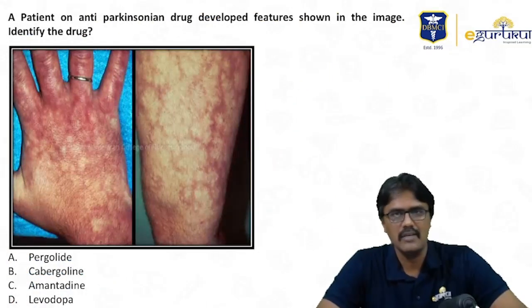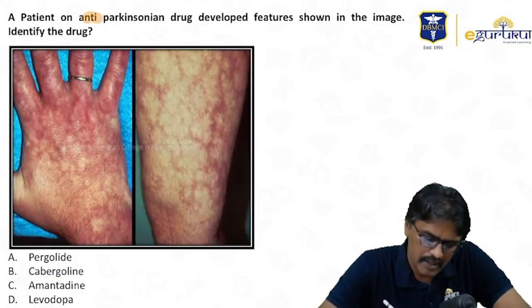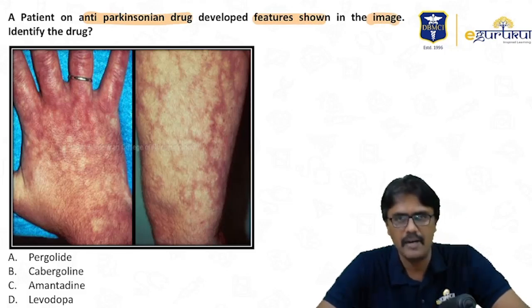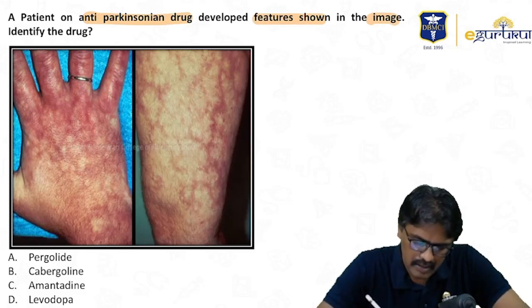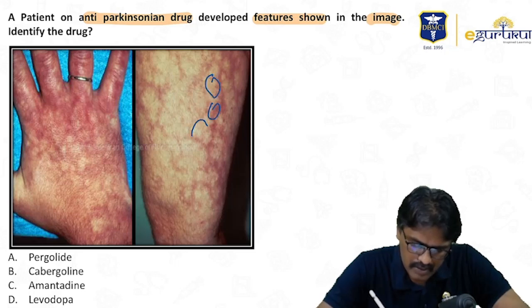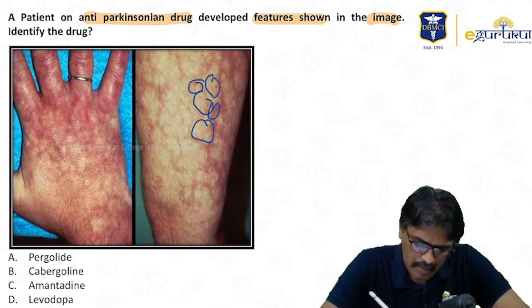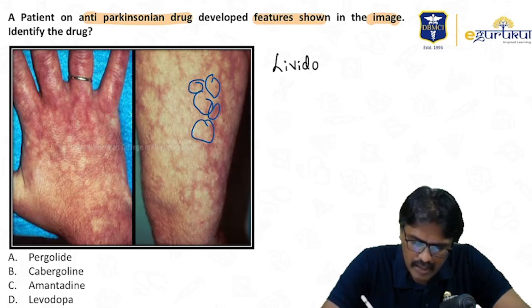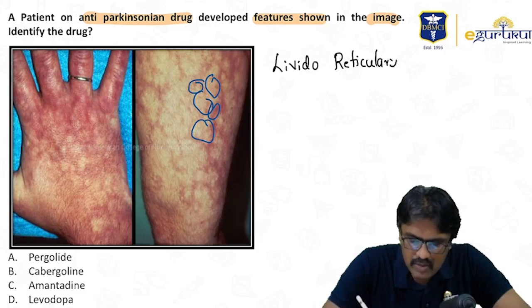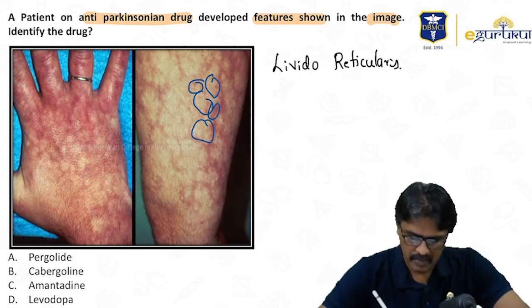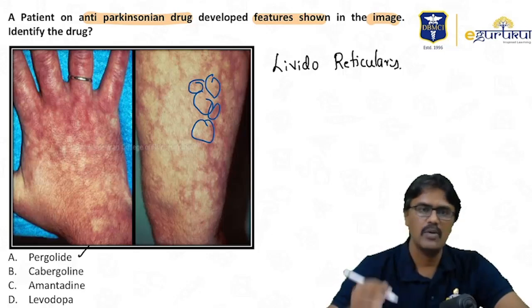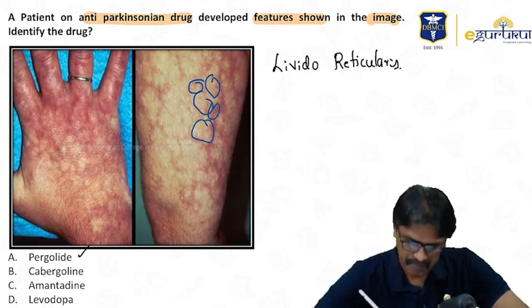Now moving on to the next image: a patient on anti-Parkinson drug developed the feature shown in the image, identify the drug. Now you can see that there is something network-like, like blood vessels, and this is nothing but what is called livedo reticularis. So what drug causes this? Is it pergolide? Pergolide is a D2 agonist used in Parkinson disease.